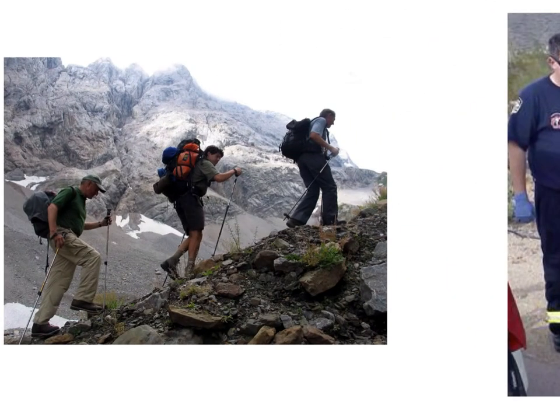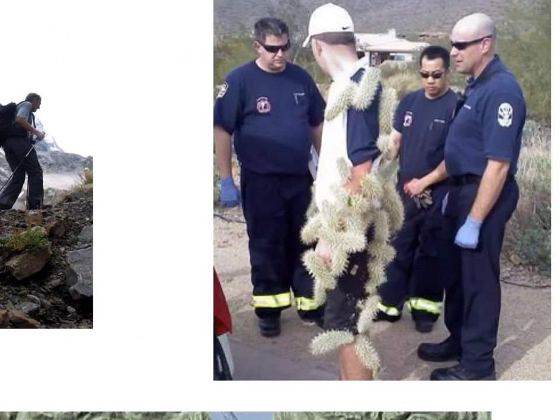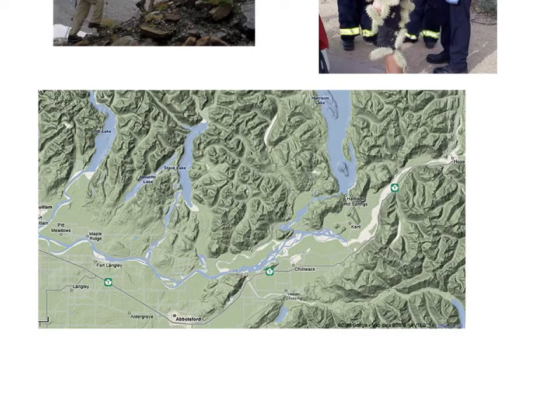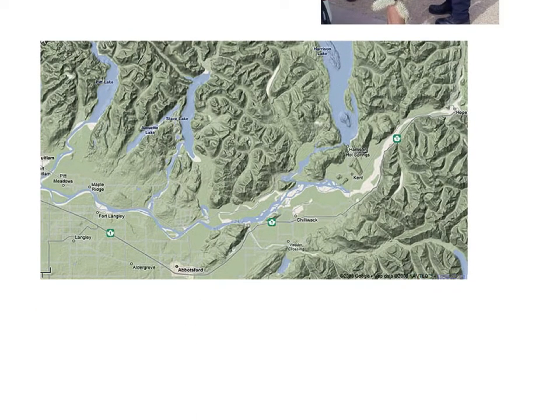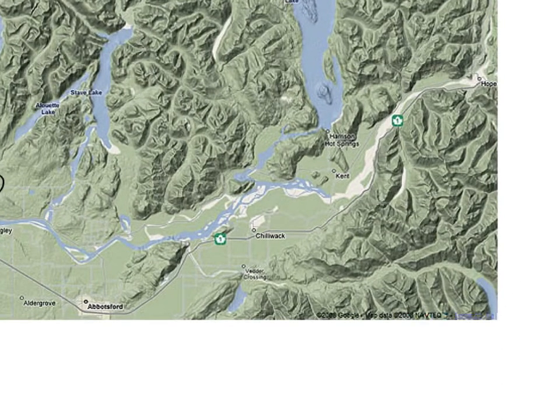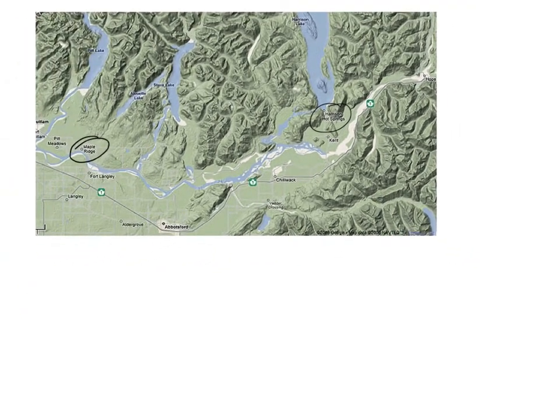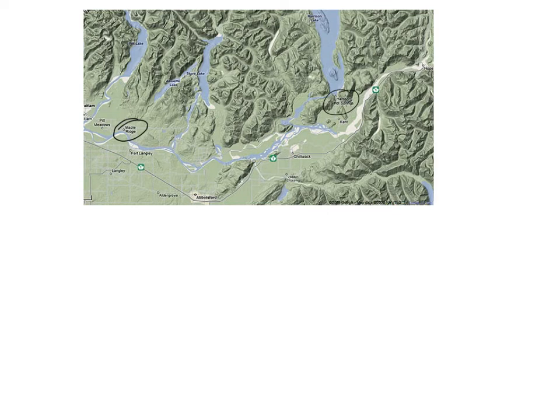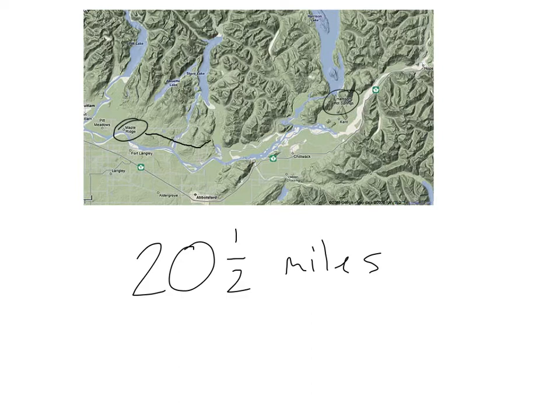So let's say you're out hiking, and you're going to hike between two campsites, and hopefully you don't end up like this guy. Let's say you're going to start at Maple Ridge, and you want to end up at Hampton Hot Springs. Let's say the distance is 20 and a half miles from there to there, following the path of least resistance along the river, cutting through and crossing to get there. So 20 and a half miles.